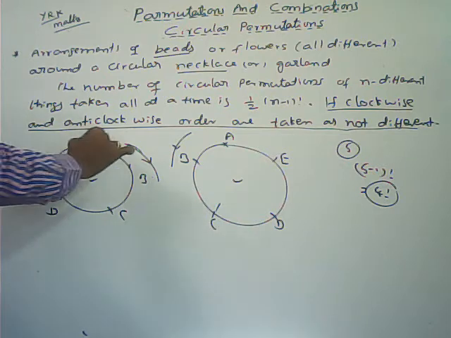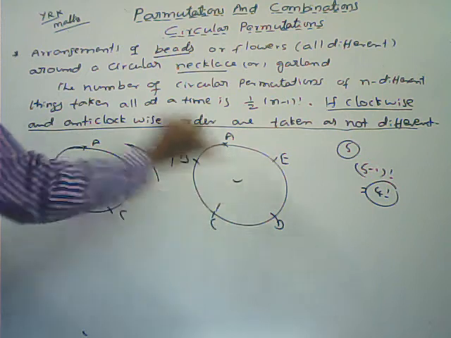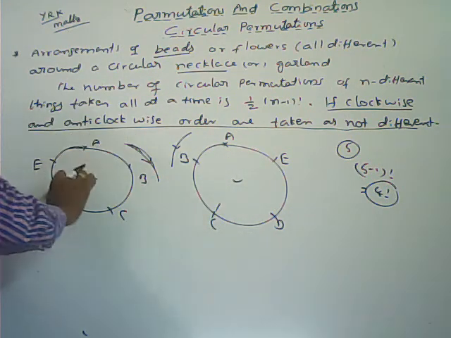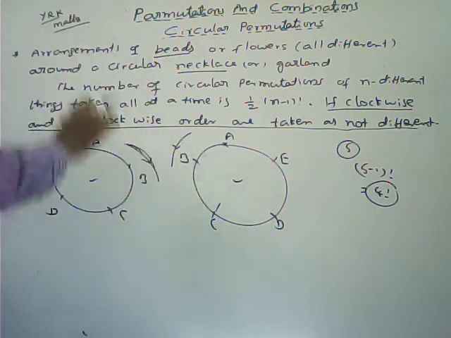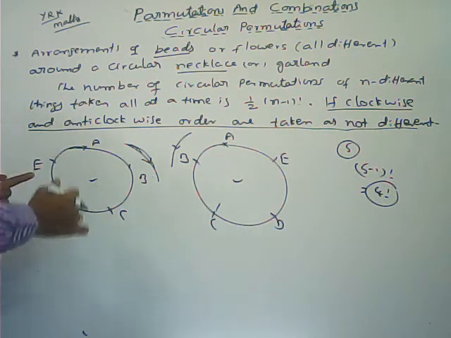Now, in the clockwise direction A, B, C, D are there, and in the anti-clockwise direction A, B, C, D are there. What is the meaning of that? Here they are saying these two circular permutations you can consider as only one circular permutation. Like that, everywhere we can get one for every pair.